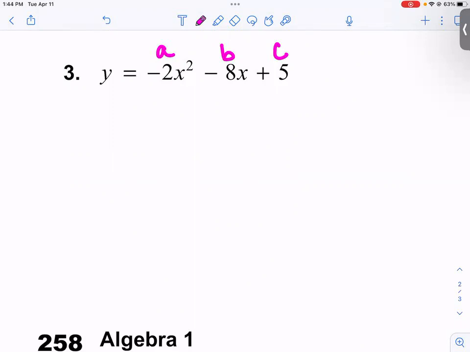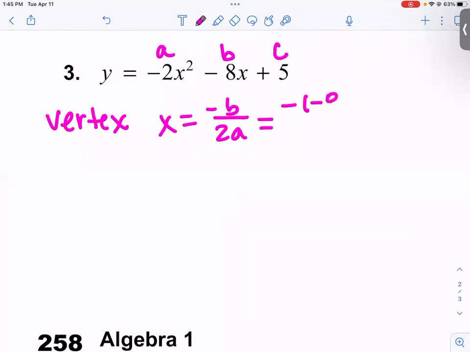Okay, so if I want to find the vertex, x equals negative b over 2a. So I have negative, what's b? So I have negative 8 over 2 times a. What's a?